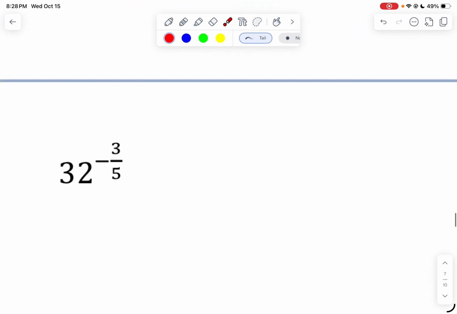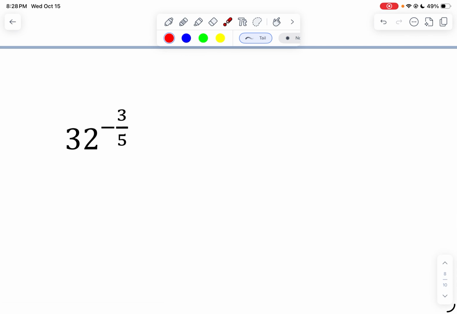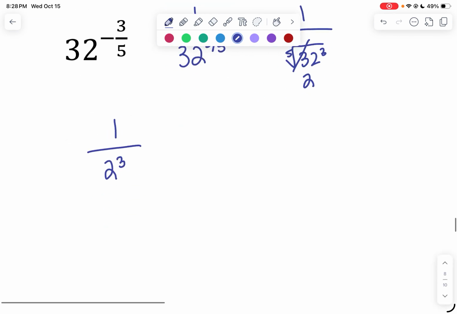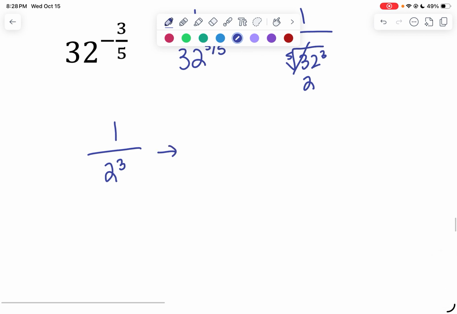Okay? So taking a look at this one, I have 32 to the negative 3/5. So that's going to flip it over to the denominator. So this would be 1 over 32 to the positive 3/5, which would be the fifth root. We just did the fifth root of 32. So think back. We literally just did 1 over the fifth root of 32 and then cubed. So the fifth root of 32 is positive, just 2. So this would just be 1 over 2 cubed. And 2 cubed, I kind of expect y'all know, you just say 1 over 8.